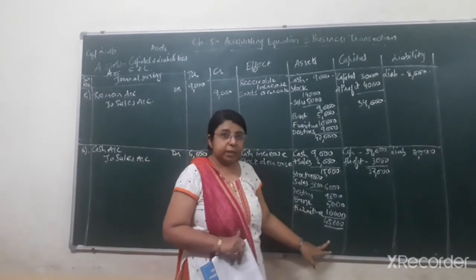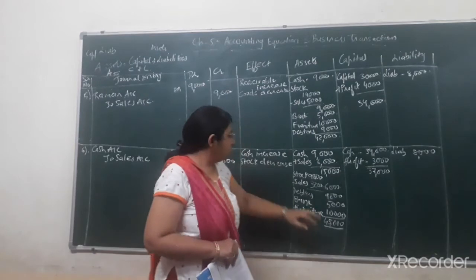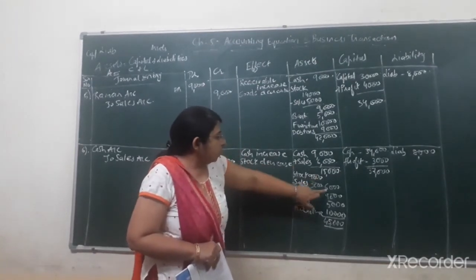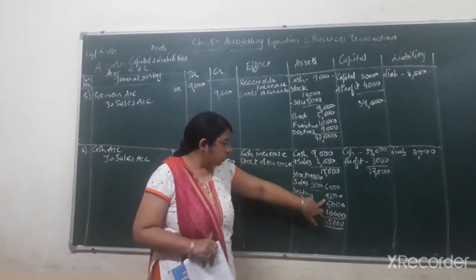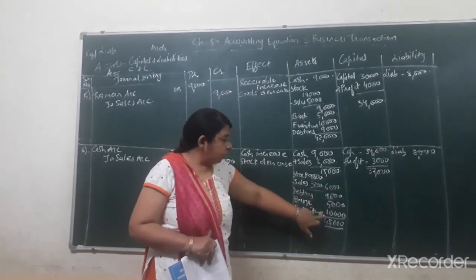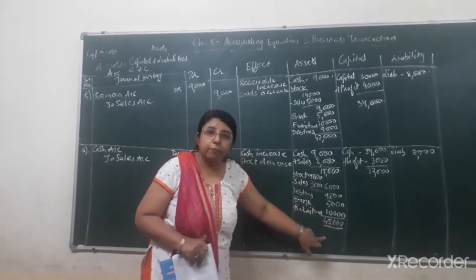Now the total of assets comes to 45,000. How did that come? That is 15,000 plus 6,000, that will come to 21,000. 21,000 plus 9, that means 30. 30 plus 5, that means 35. 35 plus 10, that means 45,000.